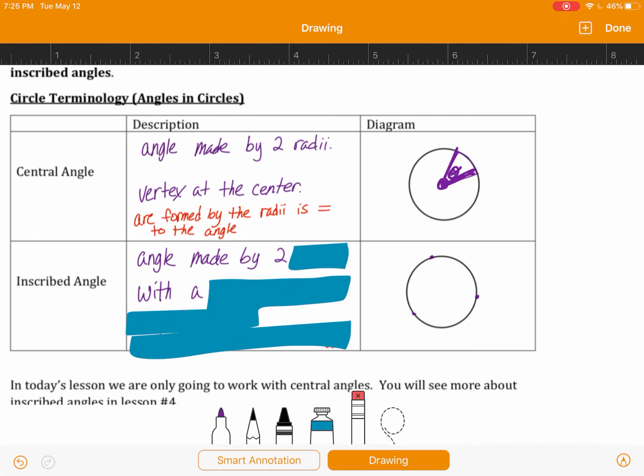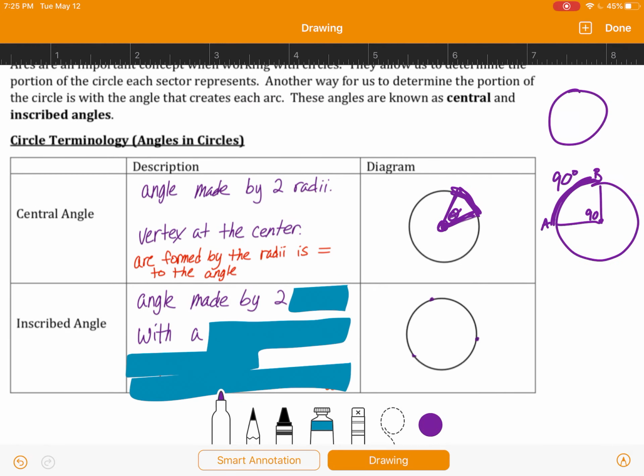And the rule for this is that the arc formed by the two radii, so that's this piece right here, is going to be equal to the angle in the middle. So if we were going to make something that looks like this and say that this was 90, that means that the arc here is also 90 degrees.